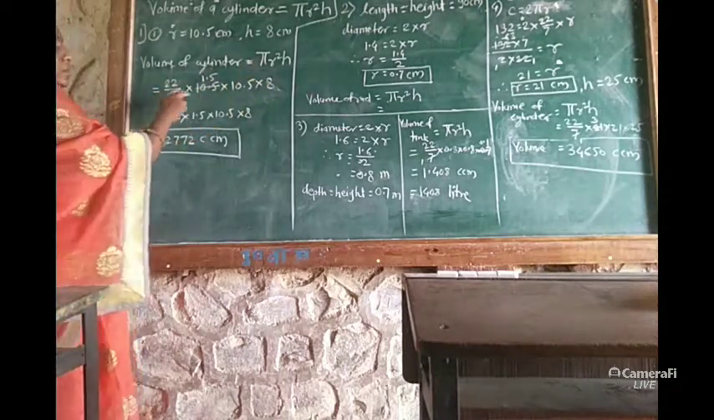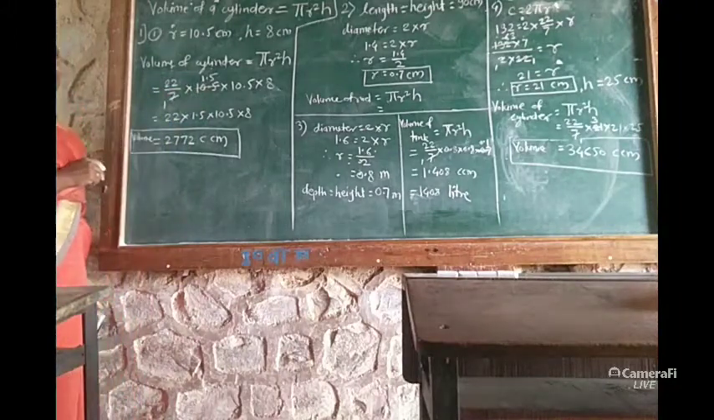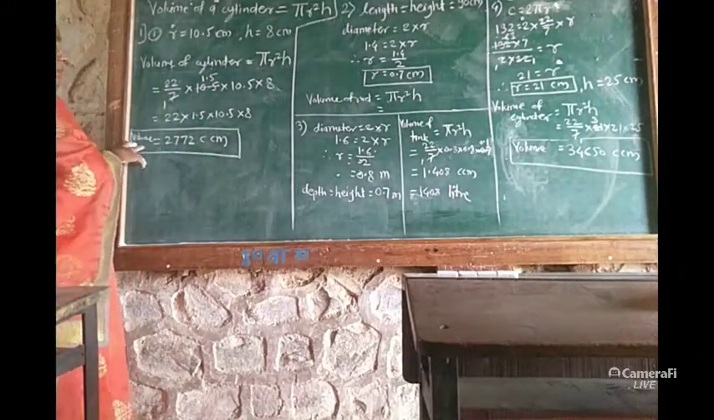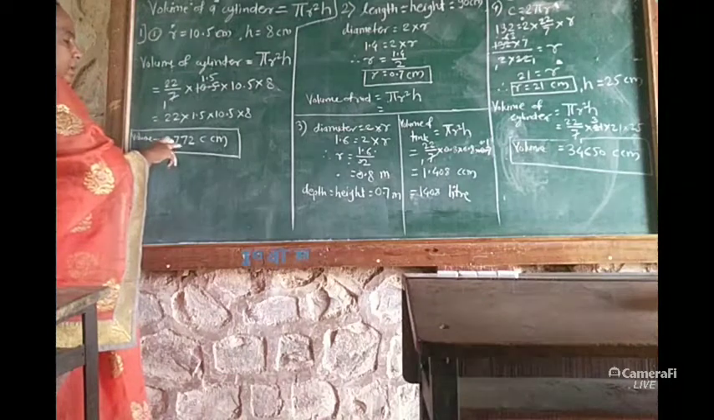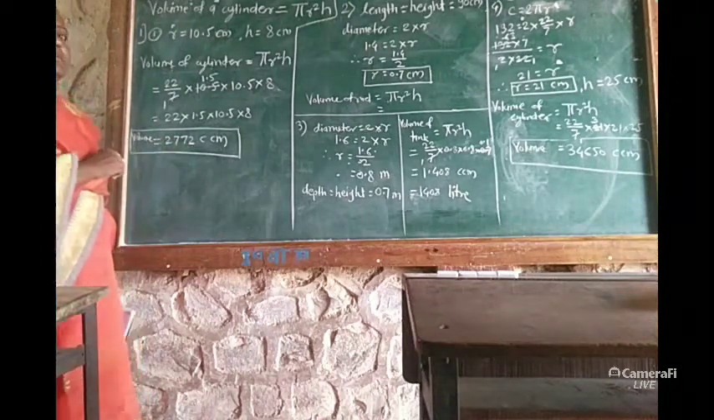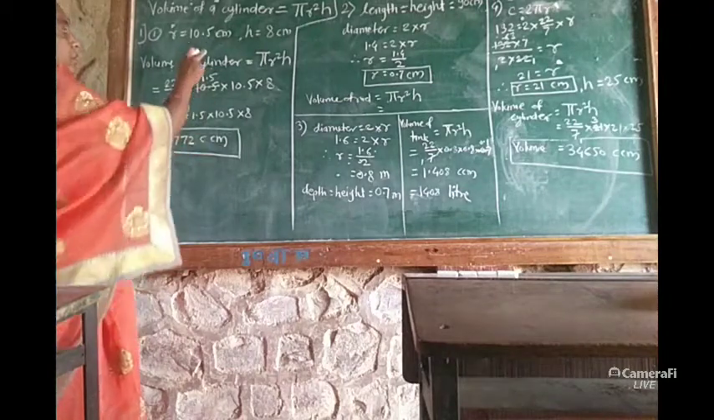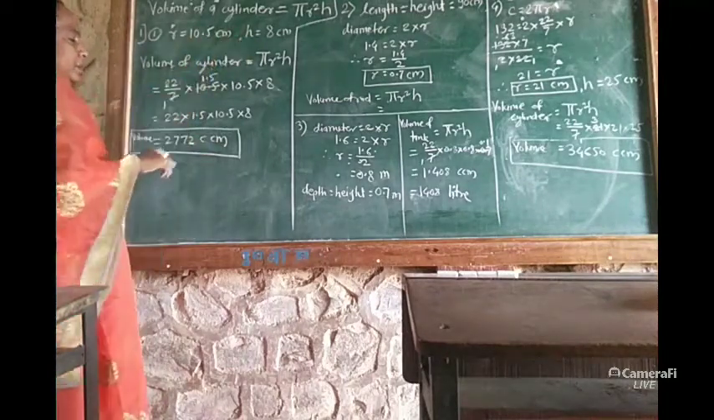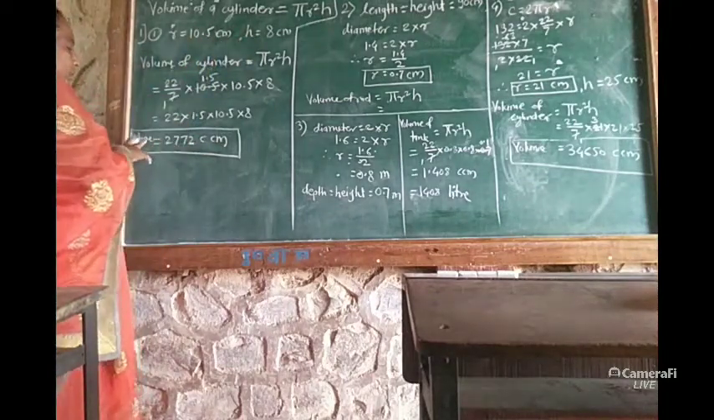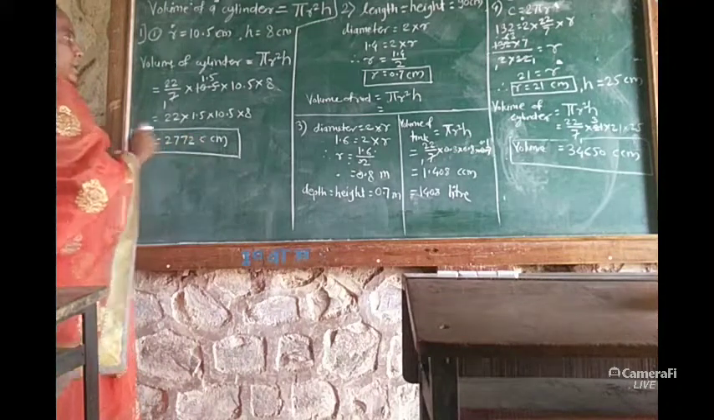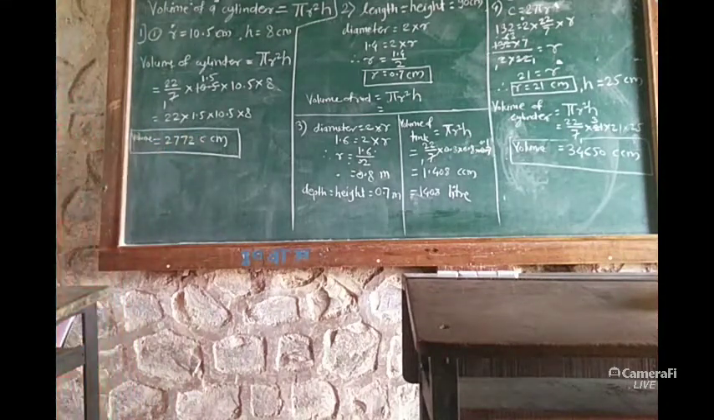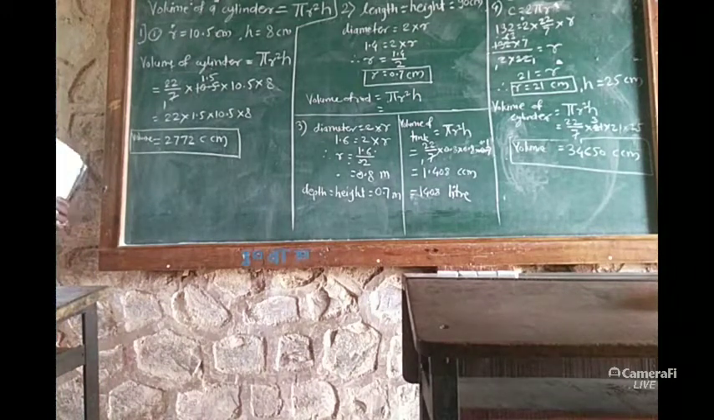After calculation, you can see here I have done the simplest form. After calculation, the volume of the cylinder will be 2772. So the unit of this will be cubic centimeter. The unit of this height and radius is centimeter. Therefore, volume of the cylinder will be calculated in cubic centimeter. Therefore, in this example, volume of cylinder is 2772 cubic centimeter.